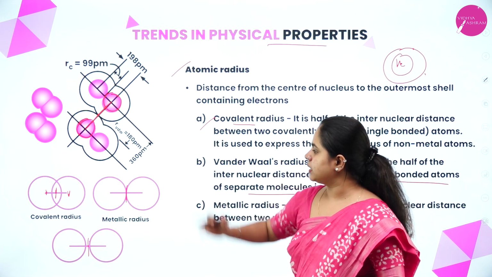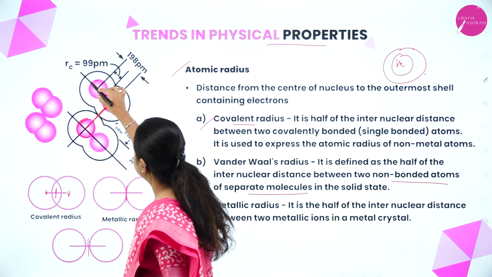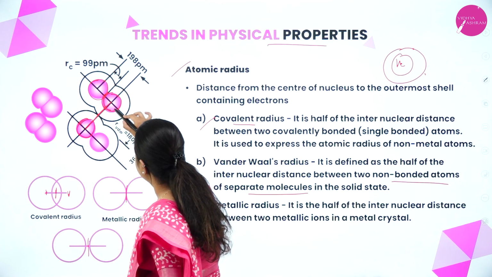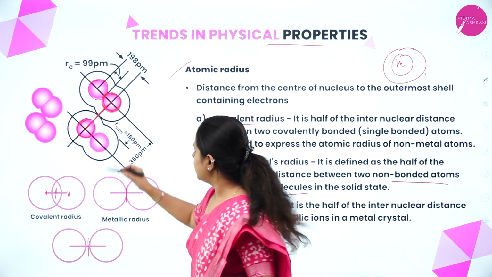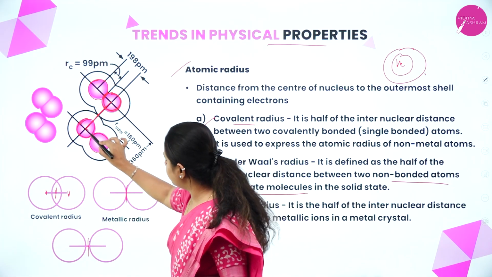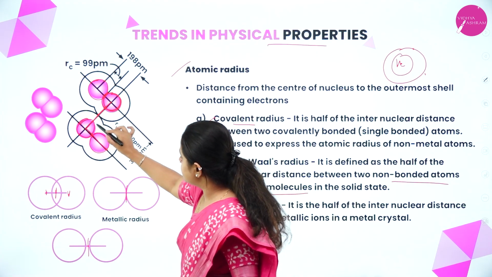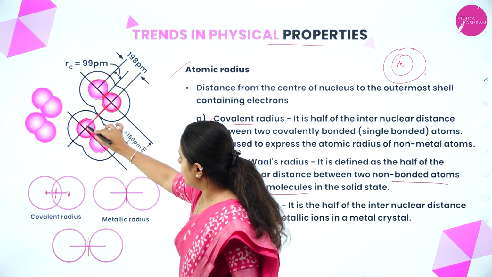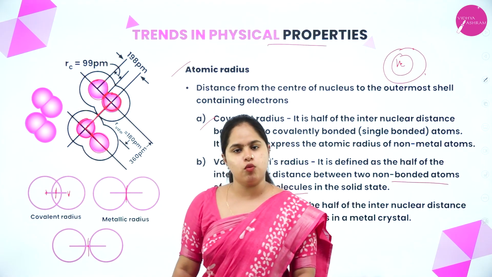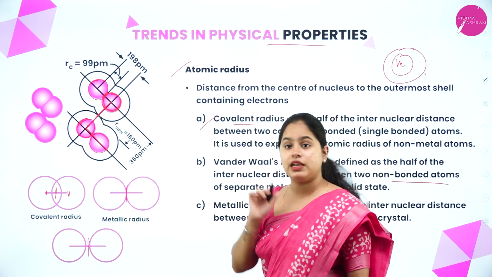So what exactly is the difference between covalent radius and van der Waals radius? As you can see, this one and this one are covalently bonded, right? And here also this and this one are covalently bonded. So half of this will give you the covalent radius. Now the distance between these two, this atom and this atom, half of it will give you the van der Waals radius. Clear? So from this itself you can see which one will be the higher value.